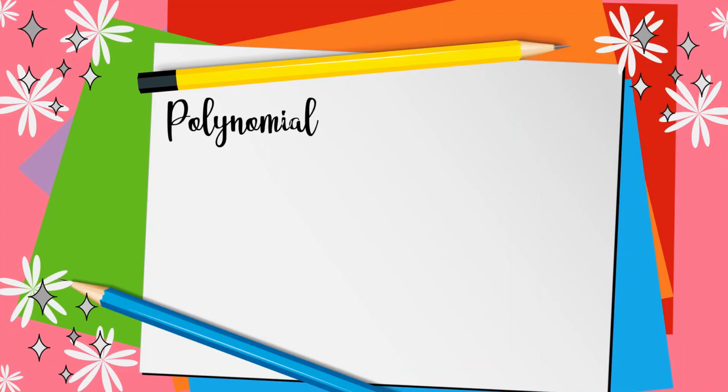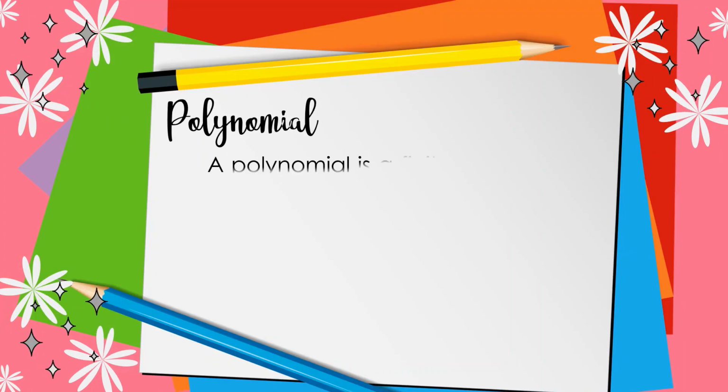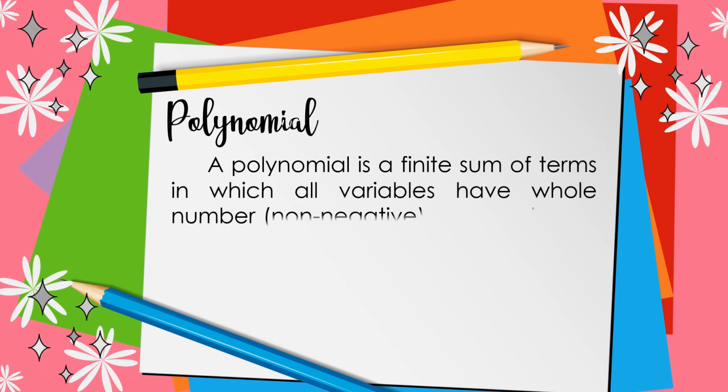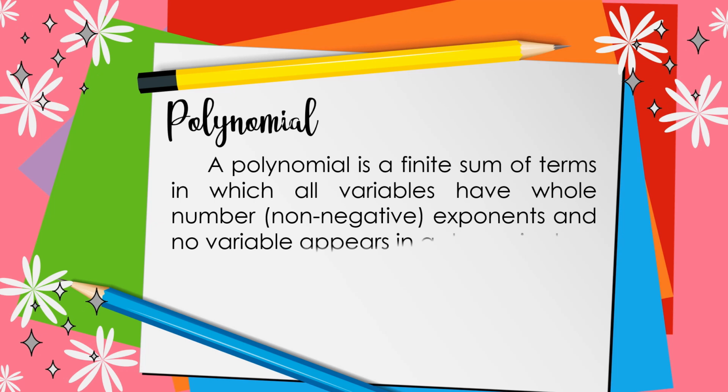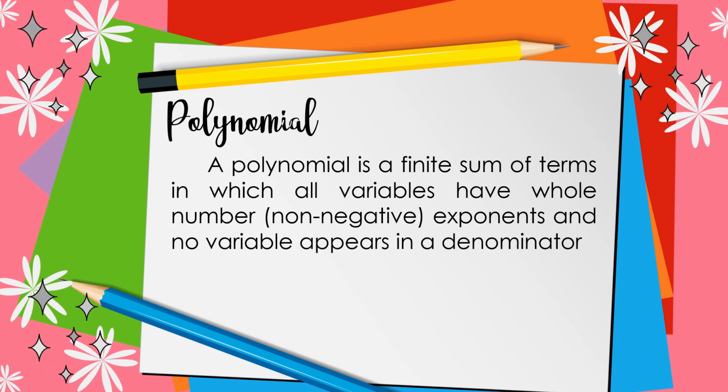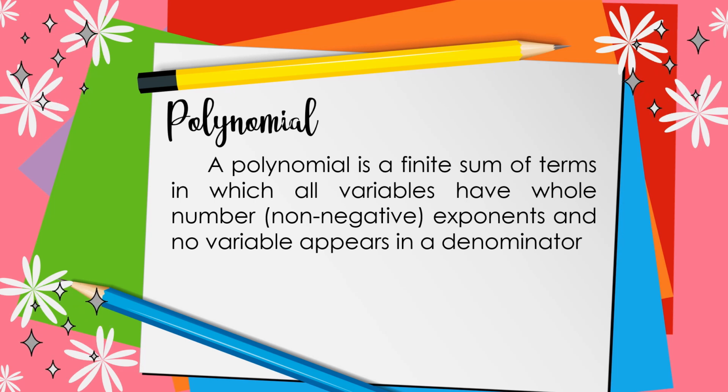What is a polynomial? A polynomial is a finite sum of terms in which all variables have whole number or non-negative exponents, and no variable appears in a denominator.